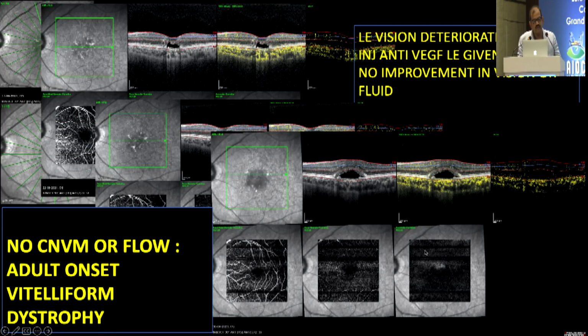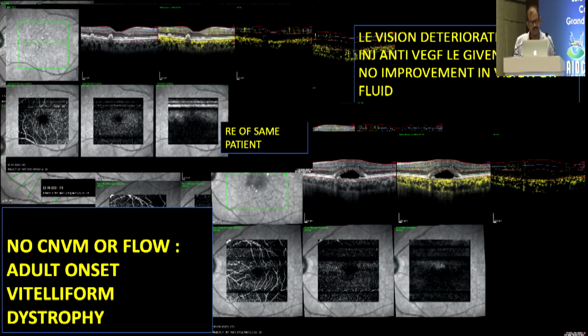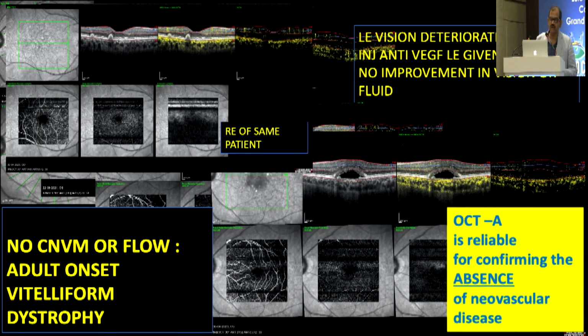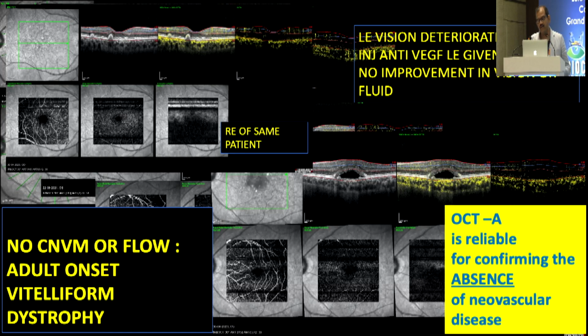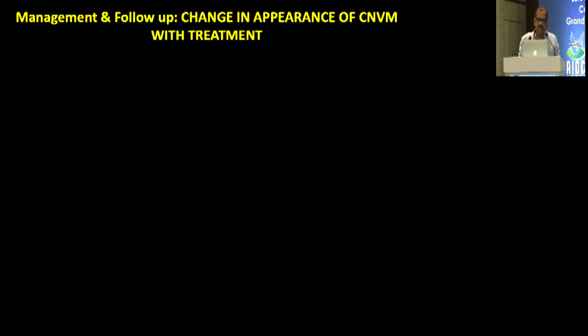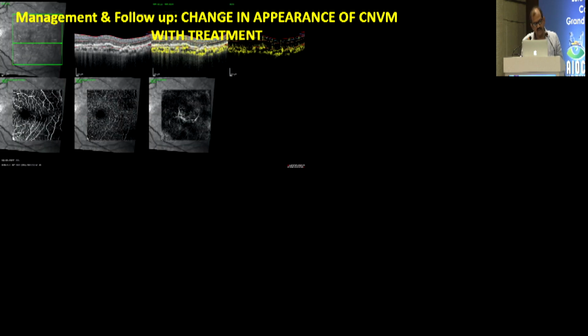So this was actually adult onset vitelliform dystrophy, where the vitelliform material has absorbed and is giving an appearance of fluid within the retinal layers. There was no CNVM or flow on OCT angiography. This is the other eye picture of the same patient. So OCT angiography is also a reliable tool for confirming the absence of choroidal neovascular membrane in retinal disorders. Now, for the management and follow-up of these patients, OCT angiography is very helpful.